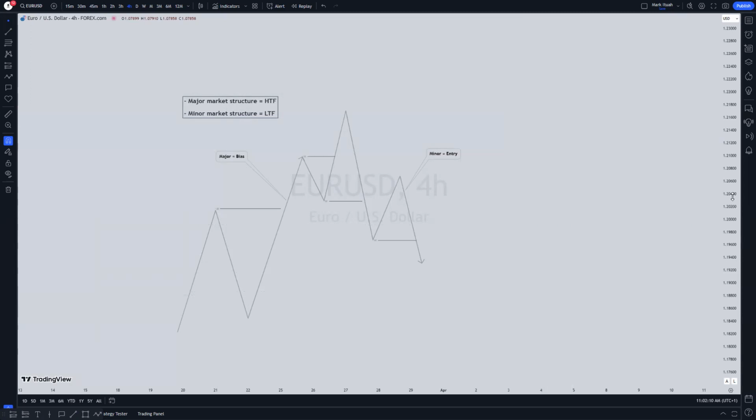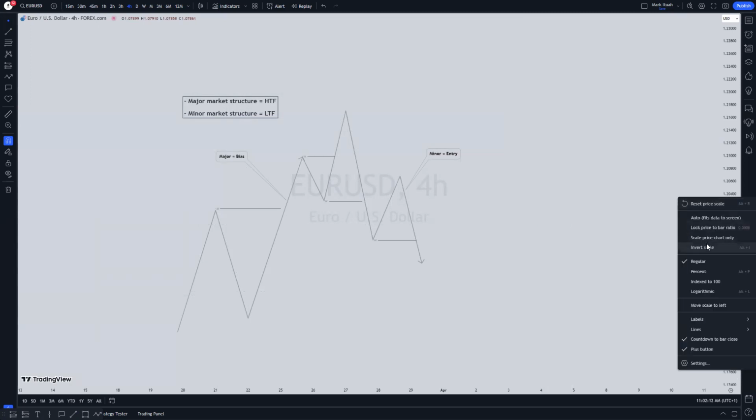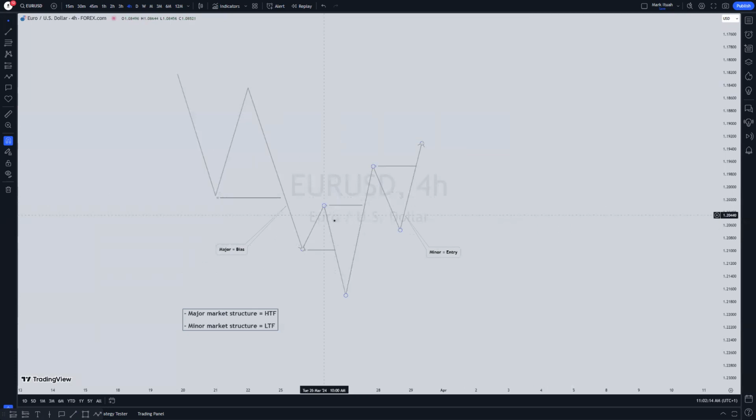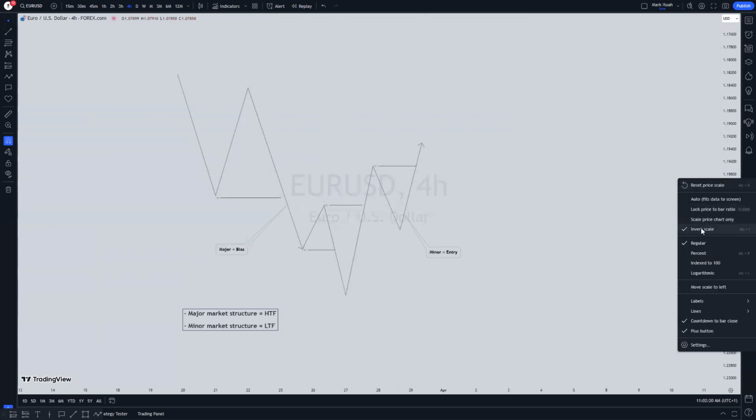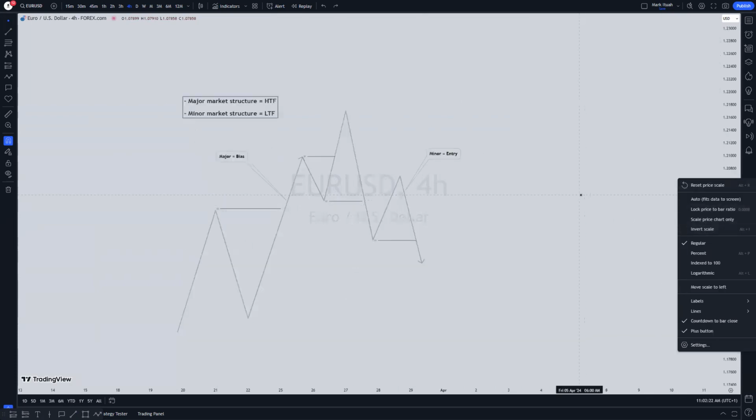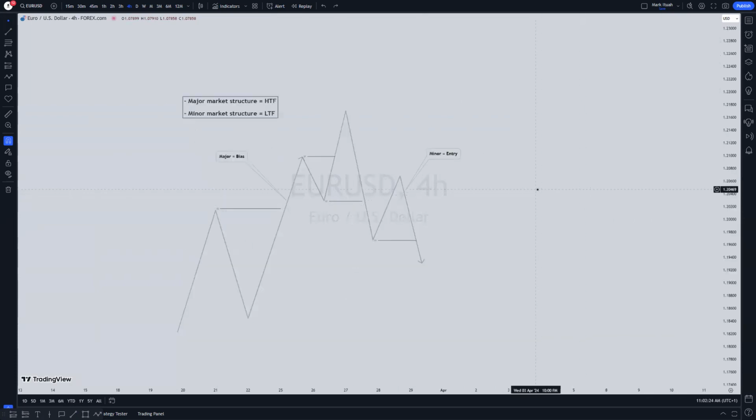So if I flip this to the upside, this should be likewise for the sells. So we're in a sell, bearish bias, same thing occurs. So that's it for major and minor market structure.